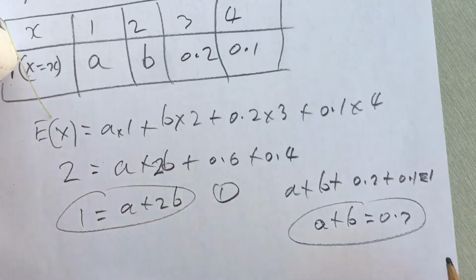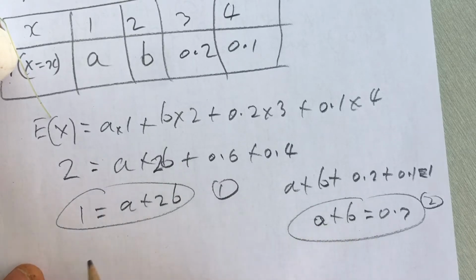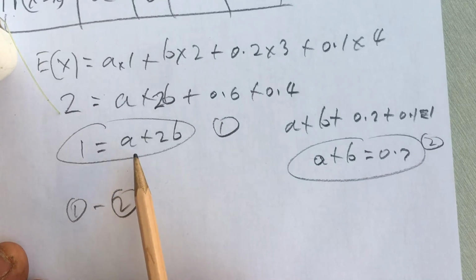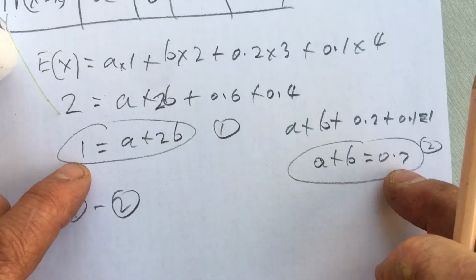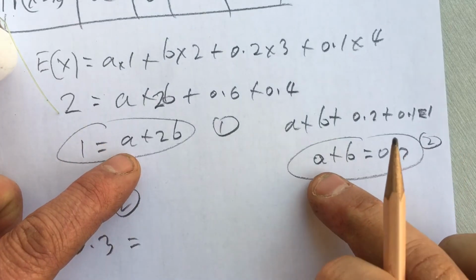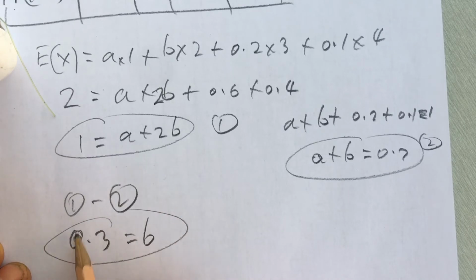And we just solve them simultaneously. I'm going to call that 2 and this 1. What am I going to do? I'm going to subtract 2 from 1, just because it'll get rid of the A's. So 1 minus 0.7 is 0.3. A minus A is 0. 2B minus B is B. So B equals 0.3 straight away.